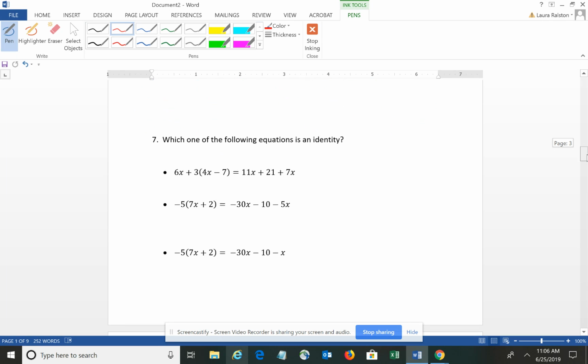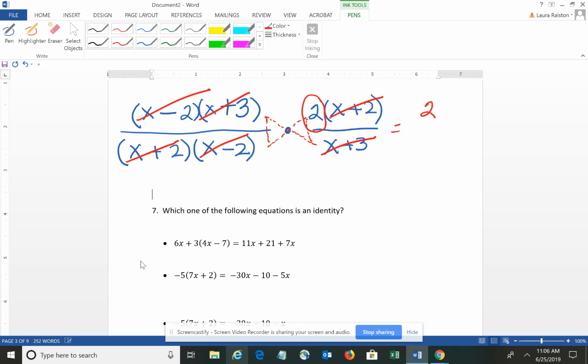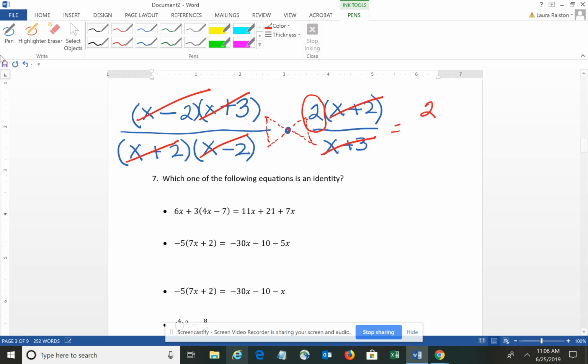Okay, let's see if I can get through one more before I stop the video. Question number 7 says, which of the following equations is an identity? One of the things you have to think about here is, what is an identity? Basically an identity is a statement that is true all the time, every time, regardless of what value you choose for x. So basically this involves just trying to see, does the left side equal the right side?